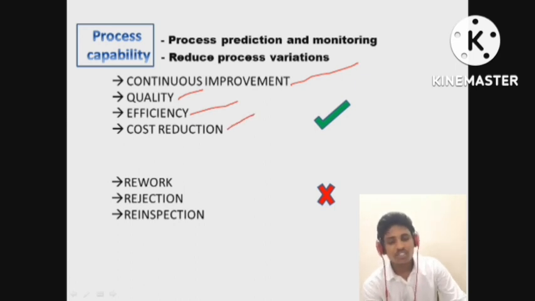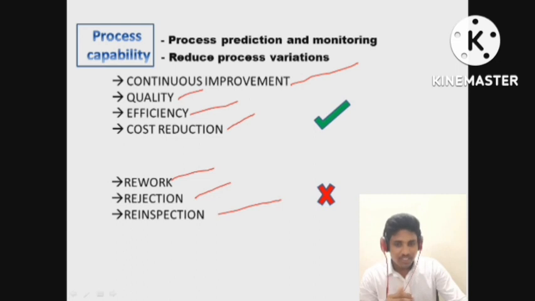And also there is no need of rework, rejection, reinspection, because we are checking the capability of the process before it fails to give the quality product. That means we don't worry about the outcome of the product. It will be better. We don't need to check again and again if the quality of the product is good.